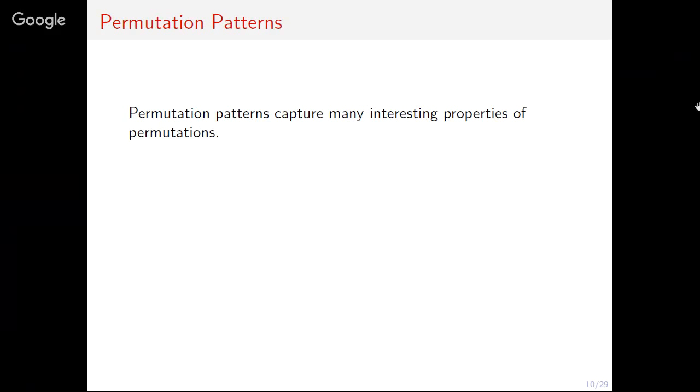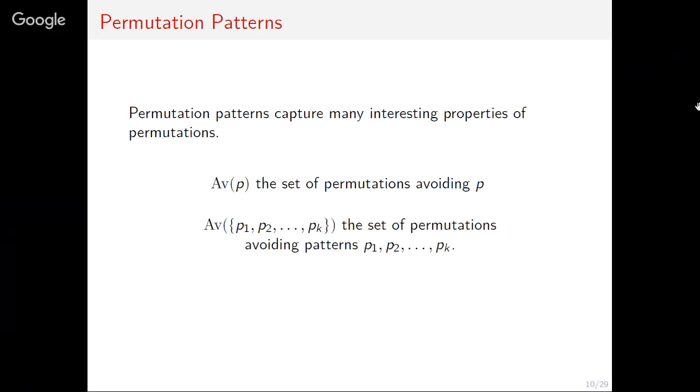So permutation patterns capture many of the interesting properties of permutations. They can describe certain sets of permutations. And we are interested in these sets of permutations avoiding some permutation pattern. Or even more generally, avoiding some set of permutation patterns. So each permutation has to avoid each of the permutation patterns in the set. So this is what we call a permutation class. And the set of patterns that the permutations have to avoid, we call the basis of the permutation class.